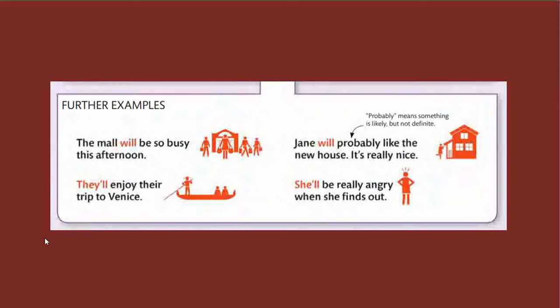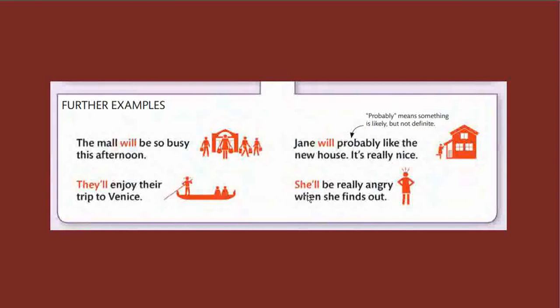The next, we have certain examples with certain predictions for using will. The mall will be so busy this afternoon. Now, you're predicting it will be busy. They will enjoy their trip to Venice. You're predicting that they will enjoy. There is no such evidence in present. Jane will probably like the new house. It's really nice. Probably is used when you mean something is likely but not definite. Probably.